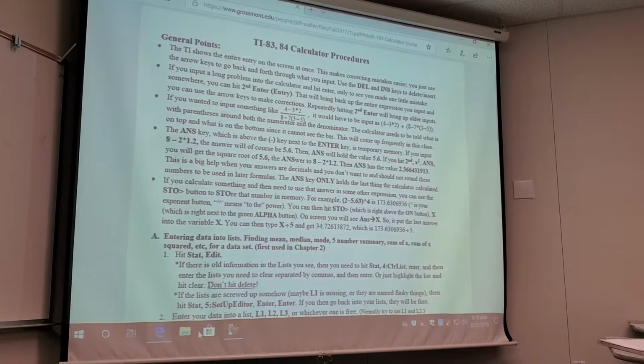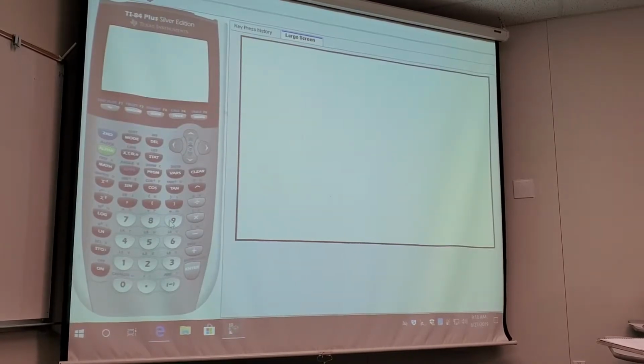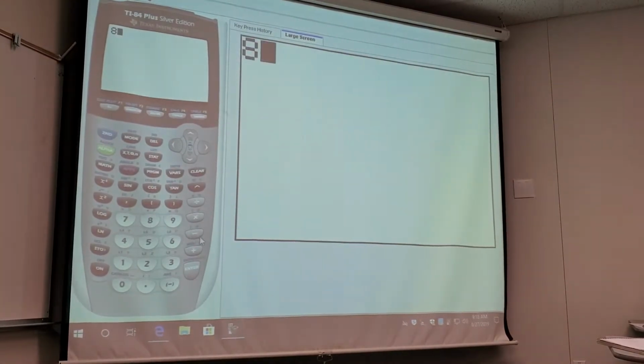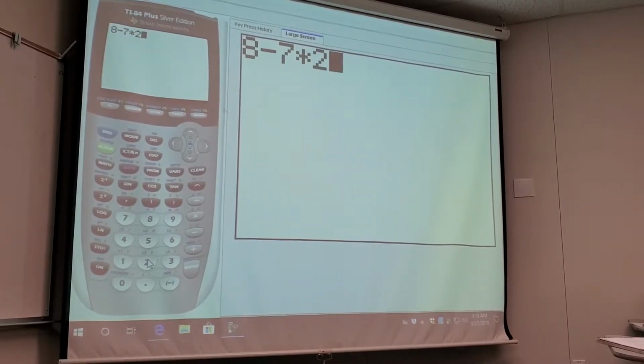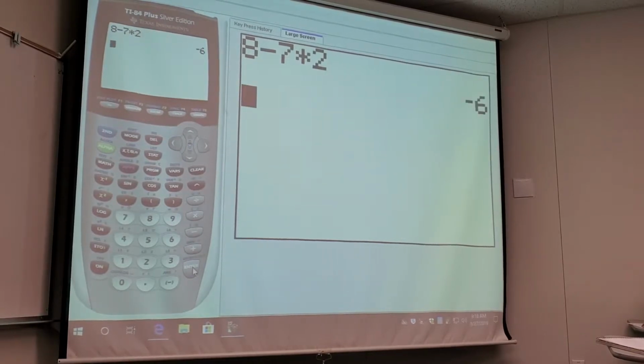put this data. Here we go. Let's first do a couple of basic things. 8 minus 7 times 2. Order of operations would say to do what first? Multiply. So this should be 8 minus 14, should be negative 6, right? And it will be. Bam, because the calculator knows order of operations.